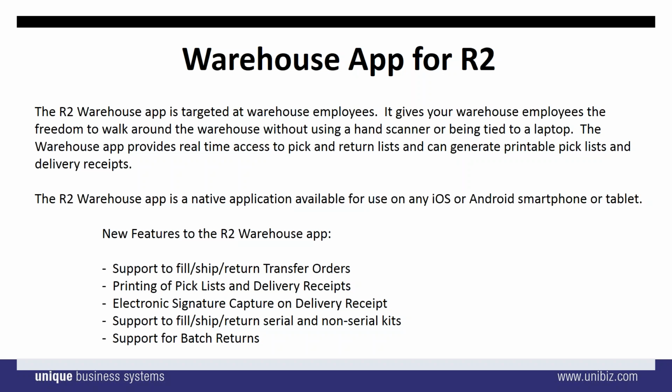Some of the new features that we're going to be showing here: support to fill, ship, and return transfer orders, printing of pick lists and delivery receipts right from the app, electronic signature capture on the delivery receipt, and support to fill, ship, return serial and non-serial kits, and finally, support for batch returns.